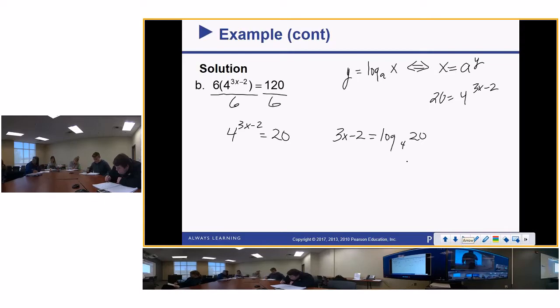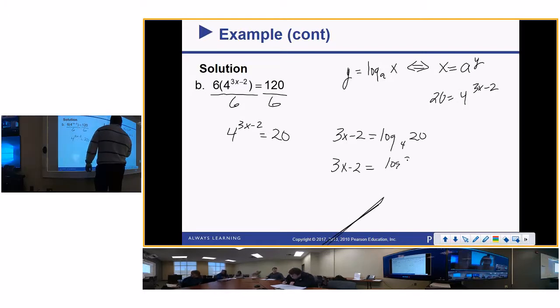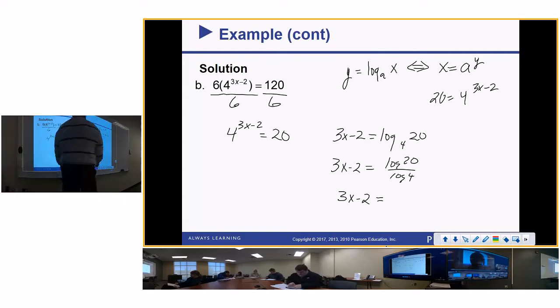So let's go ahead and change this into a number because it'll freak some of y'all out if I do the other stuff. So 3x minus 2 is equal to log of 20 over the log of 4. Somebody crank that out for me. What does that come out to be? What's the log of 20 over the log of 4? 2.16. Everybody get that?